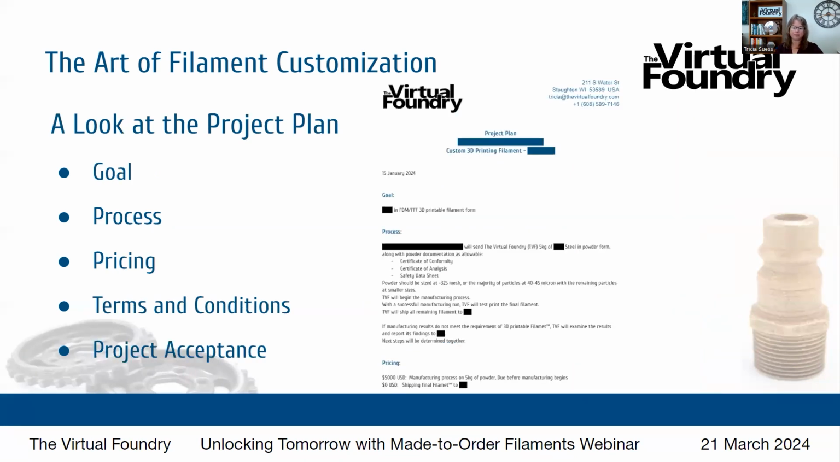So taking a look at that project plan that I just mentioned, you're seeing a little snippet of it here on the screen. The project plan is going to lay out the goal, the process, just what we talked about, but in more detail, the pricing, terms and conditions, and then it has an area for you to sign with project acceptance. The project plan serves as your quote and includes these different sections that spell out the whole process. We can provide a standard quote document to you as well.